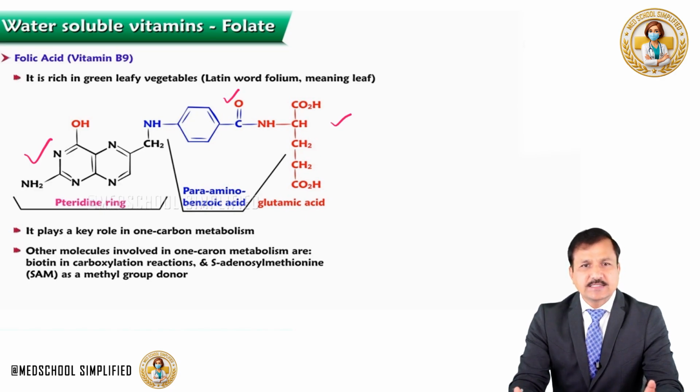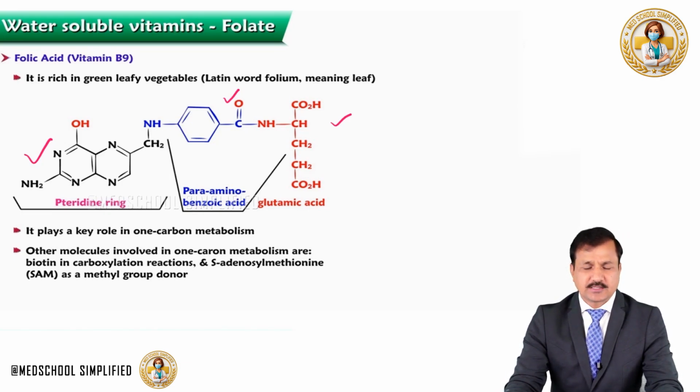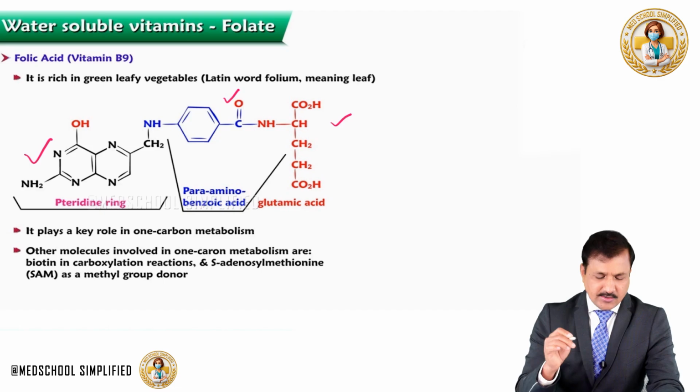And this folic acid plays a key role in the transfer of 1 carbon units in several biosynthetic processes in our body. And what are the other molecules, other than folic acid, that are involved in 1 carbon metabolism? It is biotin, which is involved in carboxylation reactions, and S-adenosyl-methionine, which acts as a methyl group donor in some of the reactions. So, I am writing down now.